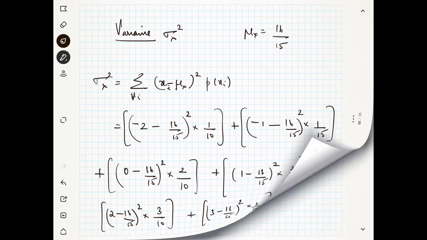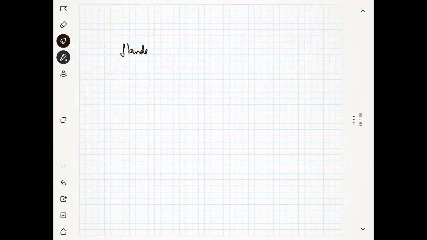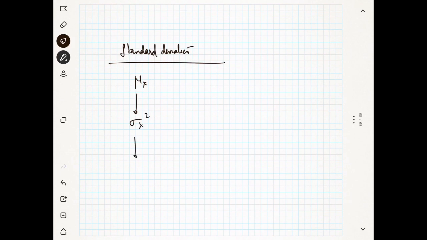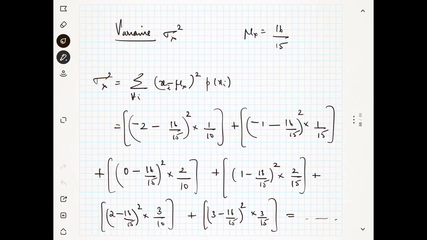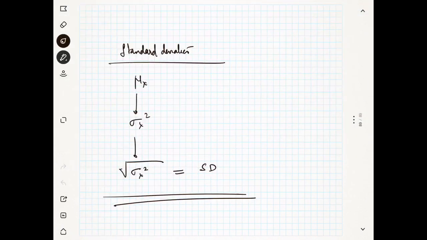And how to find the standard deviation? If you know the mean, you can find the sigma x square, and if you take the square root of the sigma x square, you will get the standard deviation. So you can consider the previous answer and take the square root of this answer. Okay, this is the answer, and you will get the standard deviation. So this is how you can solve this problem.